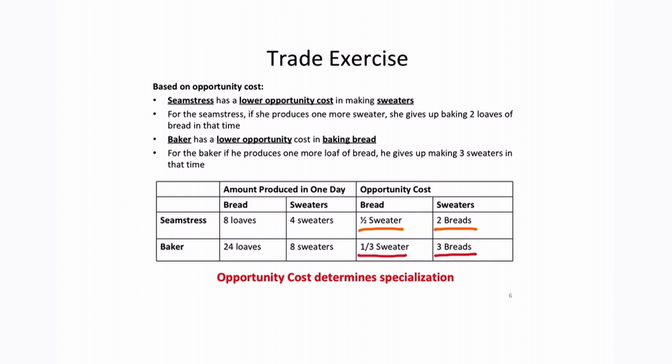Now, how do we calculate that? Well, let's see here. So the seamstress can produce 8 loaves of bread or 4 sweaters.